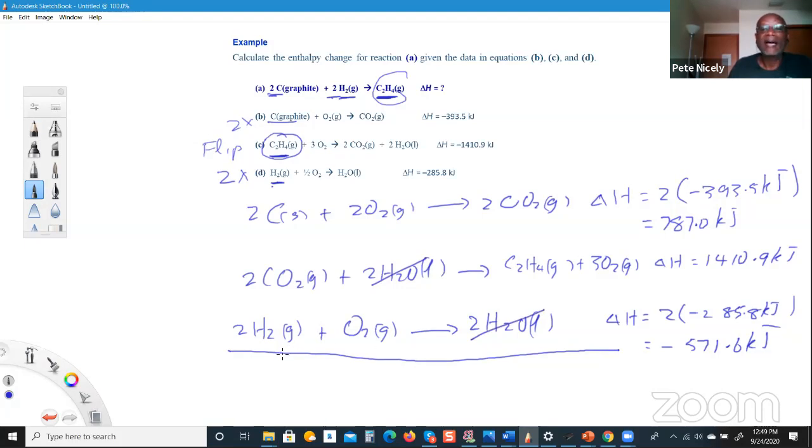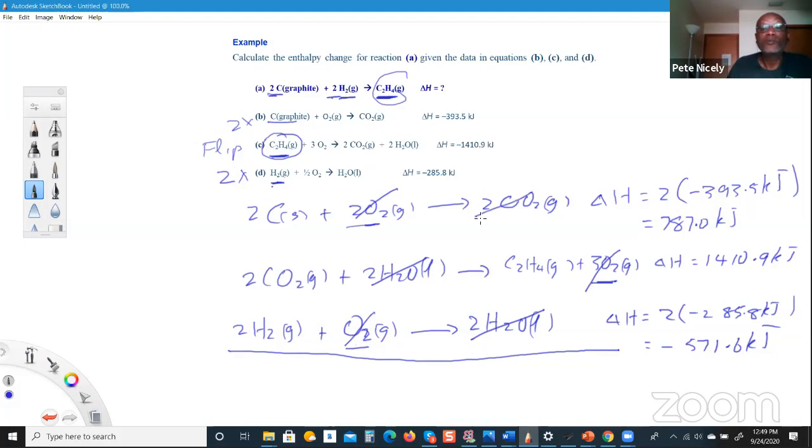I also recognize that, and this might not be immediately obvious, you have 3 oxygens here, you have 2 here, plus 1 here, right? 3 oxygen molecules on both sides. So these 3 here will cancel out with those 3, all right?